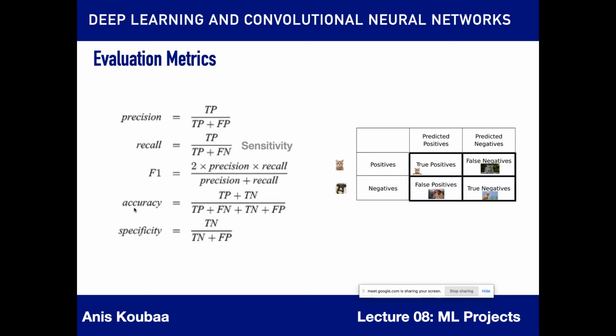The precision here is calculated as true positive divided by true positive plus false positive. The recall is calculated as true positive divided by true positive plus false negative. The F1 score is calculated as 2 times precision multiplied by recall, divided by precision plus recall. And the accuracy is calculated as TP plus TN, true positive plus true negative, divided by the total.